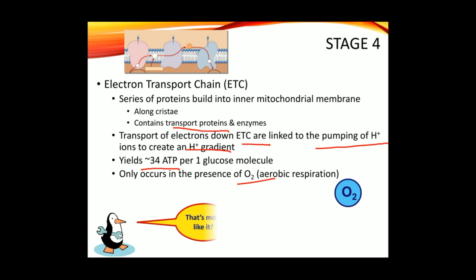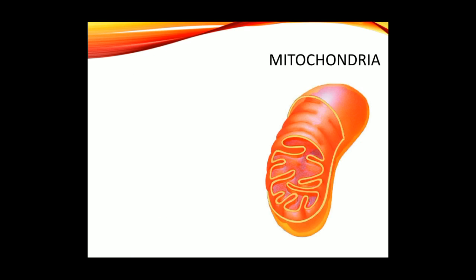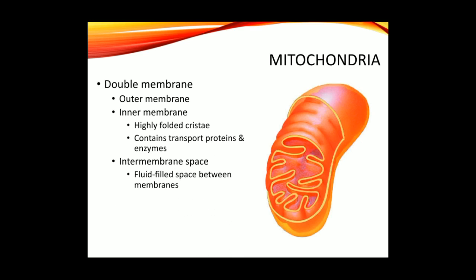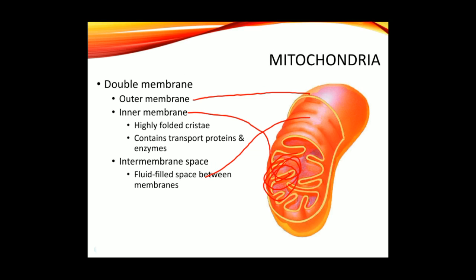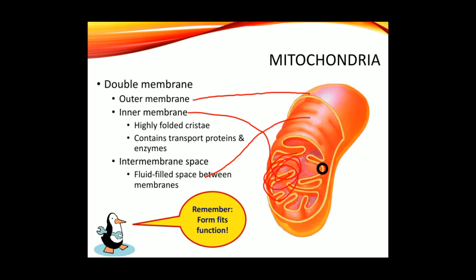Now let's see a short overview of the mitochondria. As we already know, the mitochondrion is a double membrane organelle. This is the outer membrane, this is the inner membrane, and the highly folded cristae are present, which contain transport proteins and enzymes, and this is the intermembrane space, which is a fluid filled space. In the cristae, in the inner membrane, the ETC takes place.